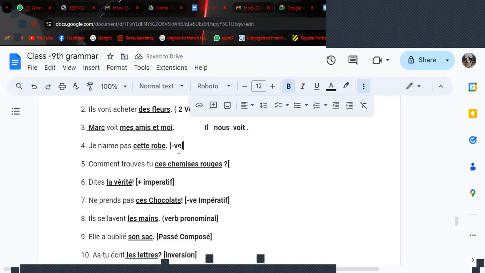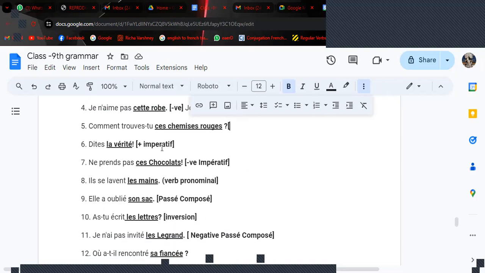Now, in the negative, je n'aime pas cette robe. Cette robe, feminine, singular. So, this will be replaced by la. Okay. Now, here, N-E, ne, and then an apostrophe. Pas. Je ne l'aime pas. Correct?